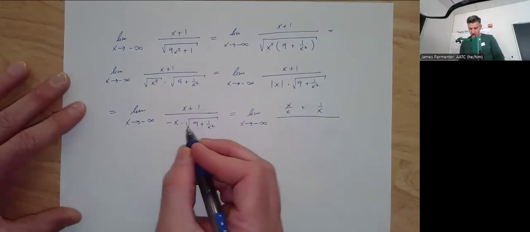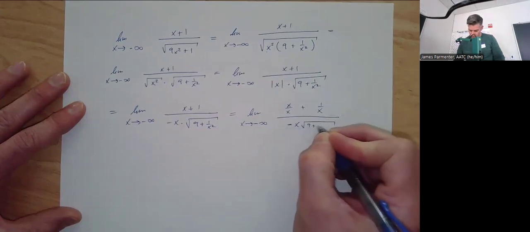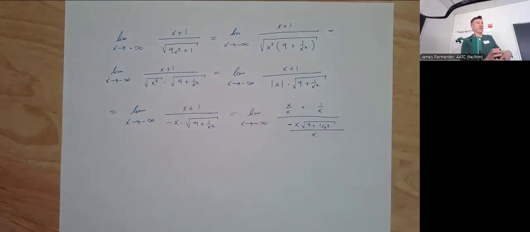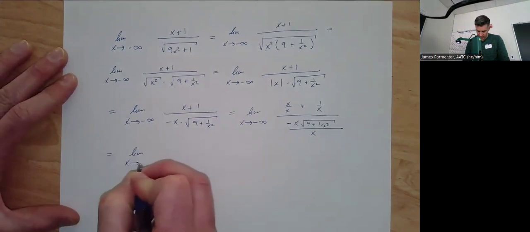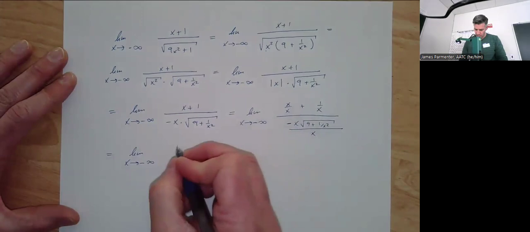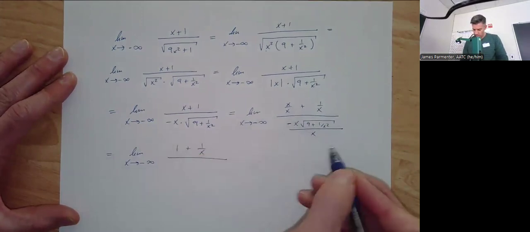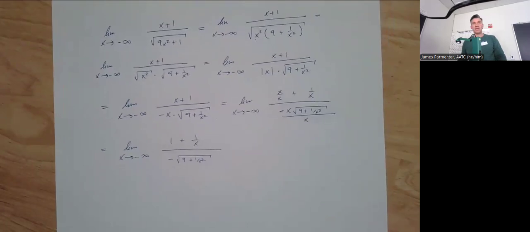So here, this negative x times the square root of 9 plus 1 over x squared, we're just going to divide the whole thing by an x. And we can't distribute that to each piece. Otherwise, you'd be dividing by x twice accidentally. So let's see, rewriting this, we get the limit as x goes to negative infinity of 1 plus 1 over x, over the x divided by x is just 1, and you get negative square root of 9 plus 1 over x squared. Finally, we can actually take the limit.